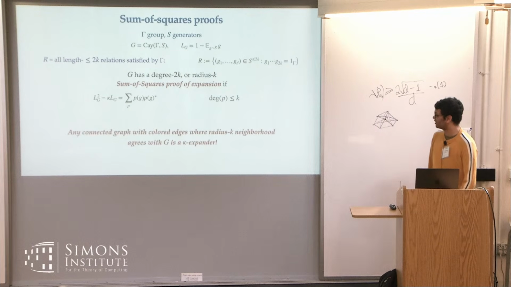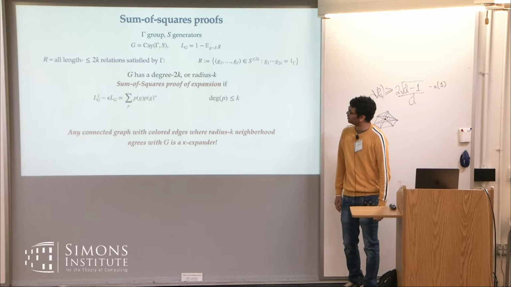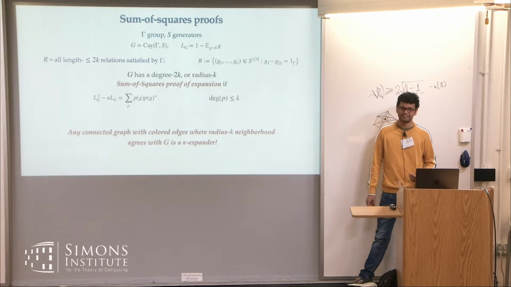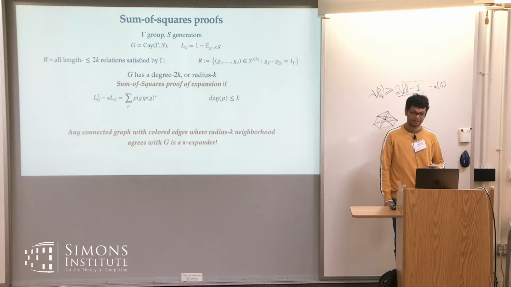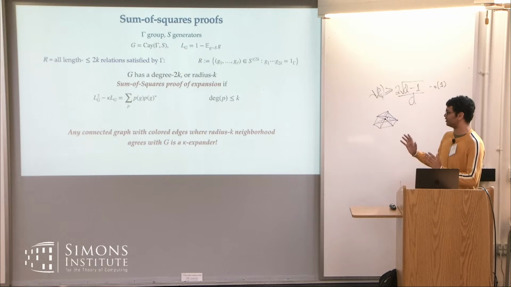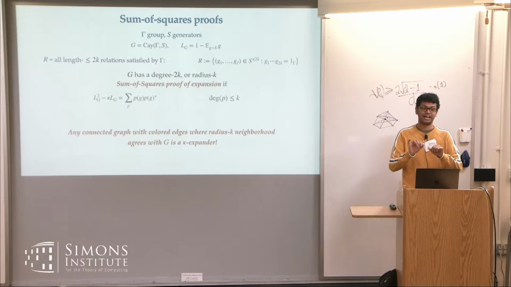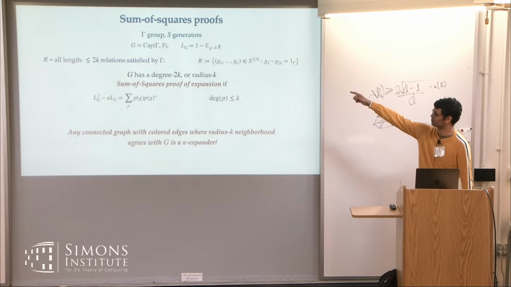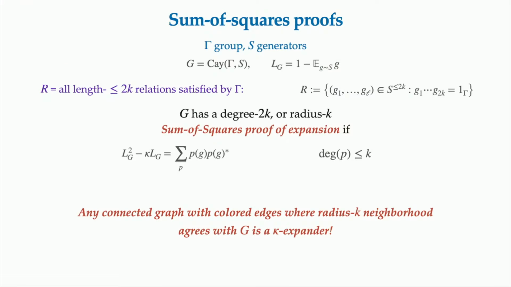Okay, so actually this says something stronger. In particular, you don't actually need the graph to be a Cayley graph, as long as you have some connected graph, and you color the edges using the generators of the group. Suppose every radius k neighborhood happens to agree with the Cayley graph of the group, which might be some infinite object. You actually get that this particular connected colored graph is going to be an expander.